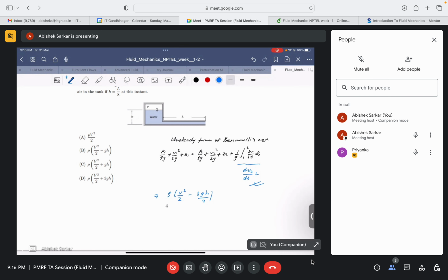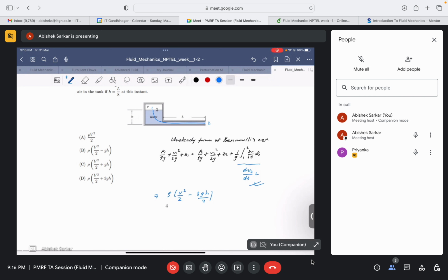ds is h. Okay, so what was your streamline? Say s is a streamline, so you have taken ds as h. So what were the 2 points that you have considered? One at the free surface and one at the open end, the tube end. Okay, so say this is 1 and this is 2. Is it so? Yes, sir. So we can say the streamline is of this form. Is it so? Yes, sir.